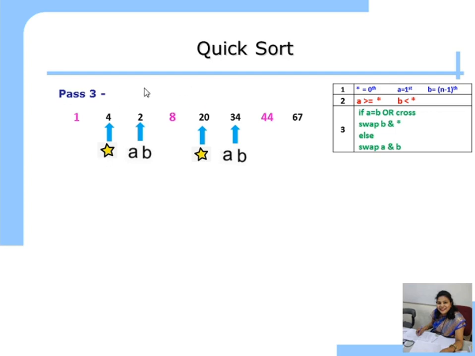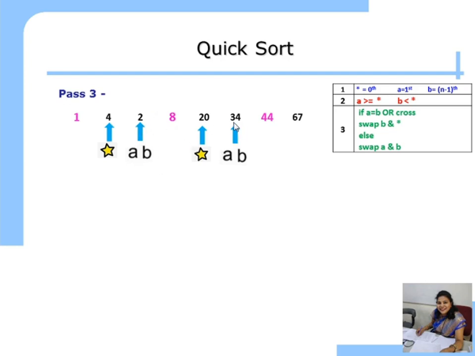Now see, in the 4 and 2 list, we adjust A such that A should be greater than the pivot. What is the pivot? 4. A should be greater than it. Is 2 greater than the pivot? No. But we can't go further here because this list has only two elements. So we keep A here only. Now we adjust B. B should be less than the pivot. What is B? 2. Is it less than the pivot? Is 2 less than 4? Yes. So we keep B here only. So this is the adjustment of A and B for this list.